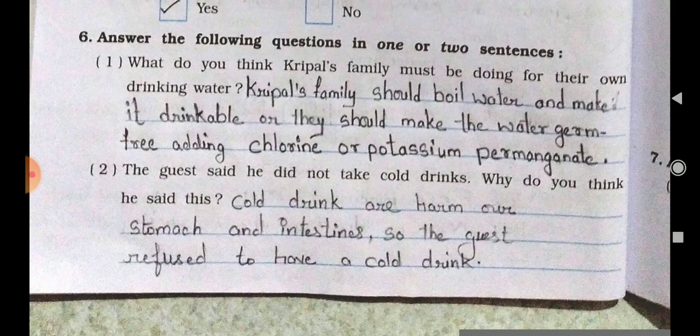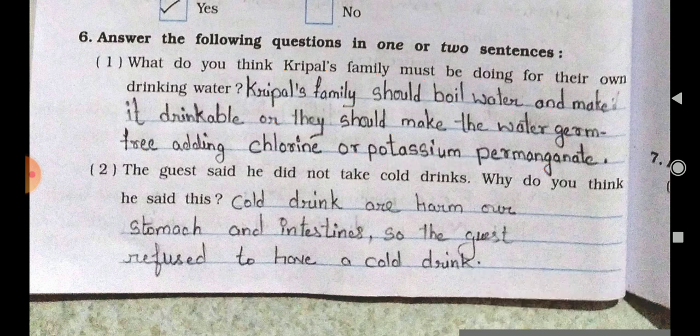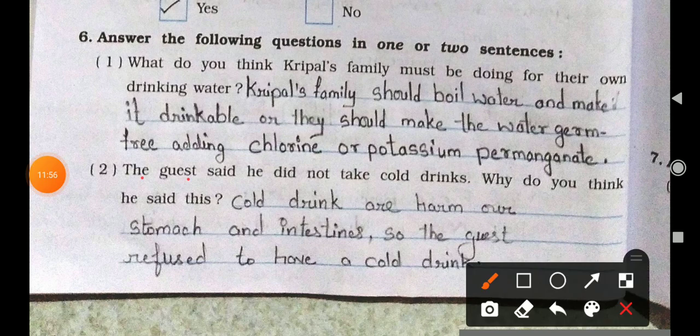Now after this, here are the question answers in the 6th number. The first question is, what do you think Kripal's family must be doing for their own drinking water? The first answer is, Kripal's family should boil water and make it drinkable, or they should make the water germ-free by adding chlorine and potassium permanganate. So with the use of chlorine and potassium permanganate, we can make our water germ-free.